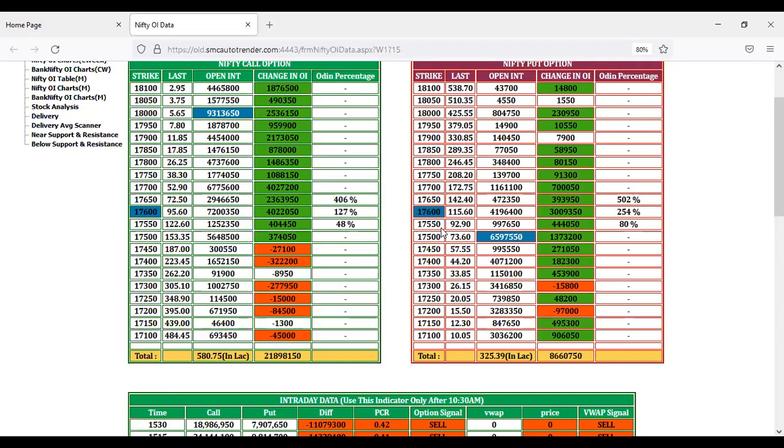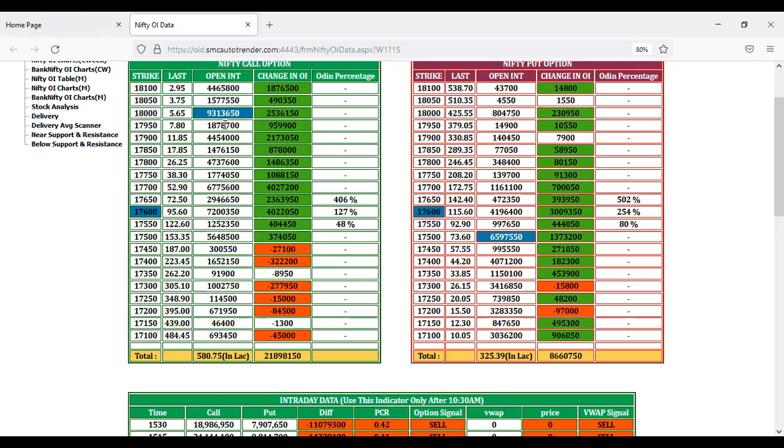So if you are looking at this data, 18,000 is a broader resistance zone and 17,500 is a support zone. So three things are clear. Coming on to the change in OI. Change in OI is nothing but today's change. If I'm referring to Friday, that is Friday's change. And why is it important? To make an understanding of how the market will move on an intraday basis. Intraday activity will be reflected in change in OI.